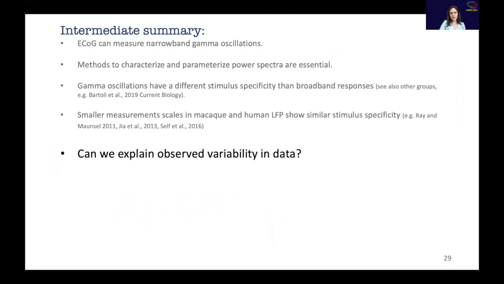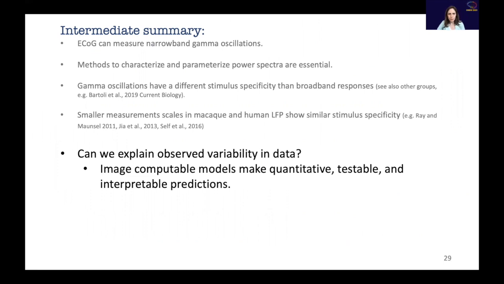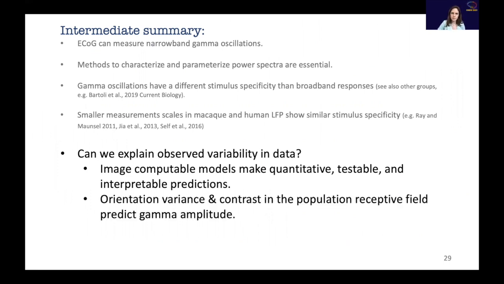And that's important because what we asked is, can we explain the observed variability in data? And image computable encoding models make quantitative, testable, and interpretable predictions and can be extended to other settings. And what we see in this model is that orientation variance and contrast in the population receptive field predict gamma amplitude.